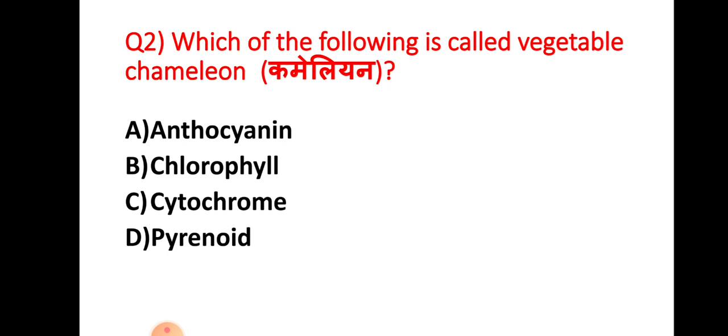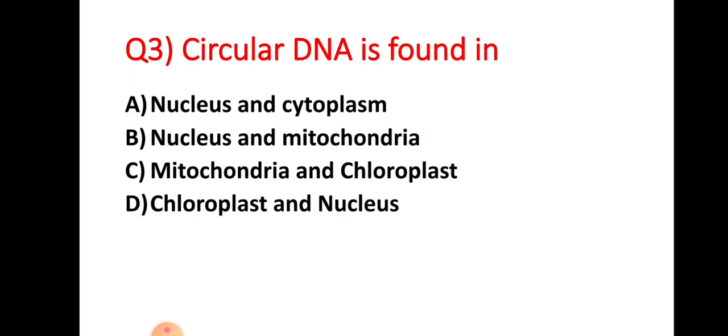Which of the following is called vegetable chameleon? Right answer for this question is anthocyanin. Option choice A, anthocyanin is correct answer for question number 2. Now let's see question number 3.